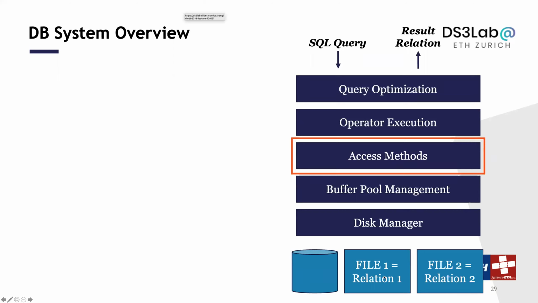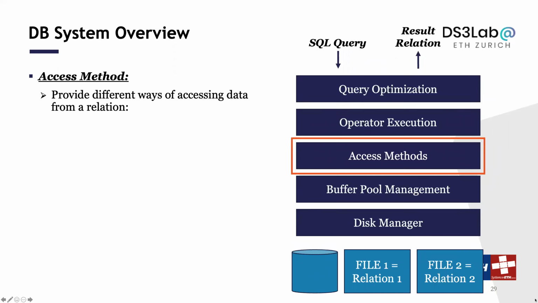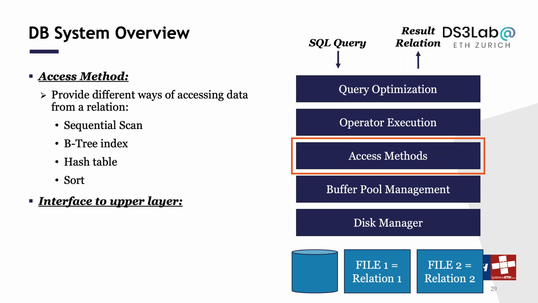Okay, access method. So what is the goal here? Essentially, our goal is to provide different ways that you can access data from a relation. For example, I want to have a sequential scan of the relation. I may have an index over my relation, and then I can do lookup on my index. Maybe there's a hash table over my relation, and I do lookup in my hash table. I can sort my relation, and so on and so forth. So in this layer, we are going to provide abstraction about different ways to access information in the relation.